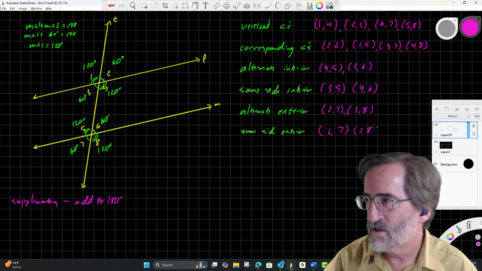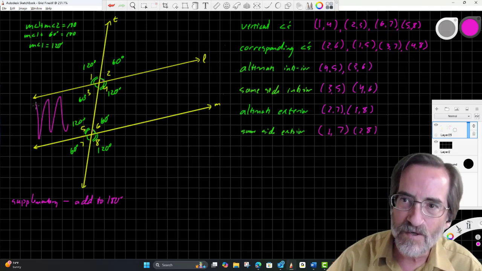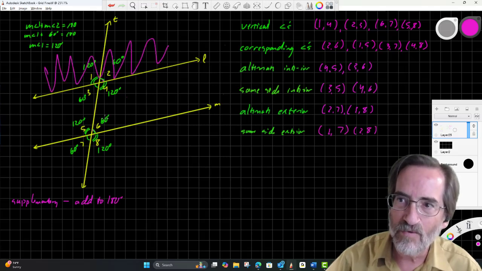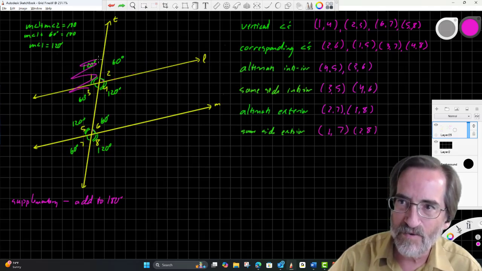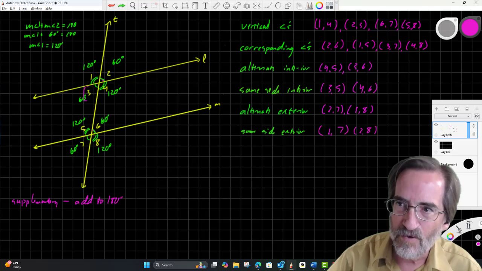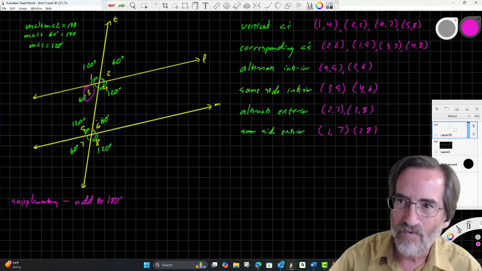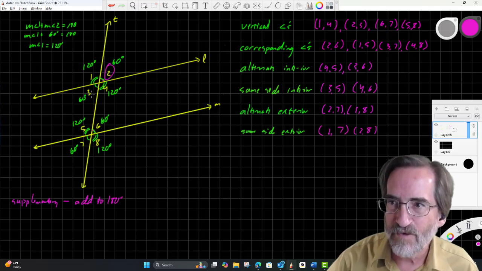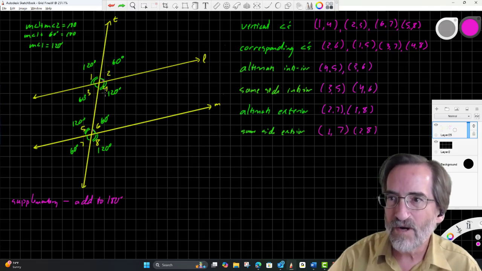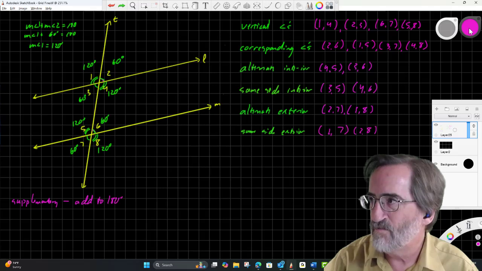Exterior, 2 and 8. So basically, interior angles are angles between the crossed lines. Exterior angles are angles outside the crossed lines. Same side means they're on the same side of the transversal, either both on the left or both on the right. And alternate means they cross over. They're on opposite sides. These are alternate angles. And don't forget, vertical angles are across from each other when two lines intersect. You'll notice all these pairs of angles are either congruent or supplementary.